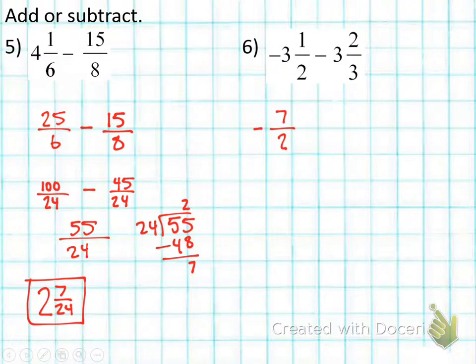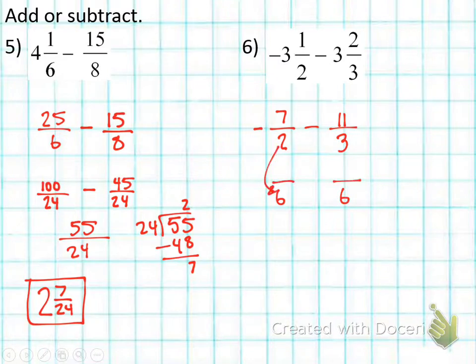Okay, second one, we have a 3. 3 times 3 is? Plus 2 is? 11. So we got 11 thirds, and we have a minus sign in front of that. Common denominator. What's the common denominator we could use here? 6. Good. Okay, so we got 6 and 6 here.